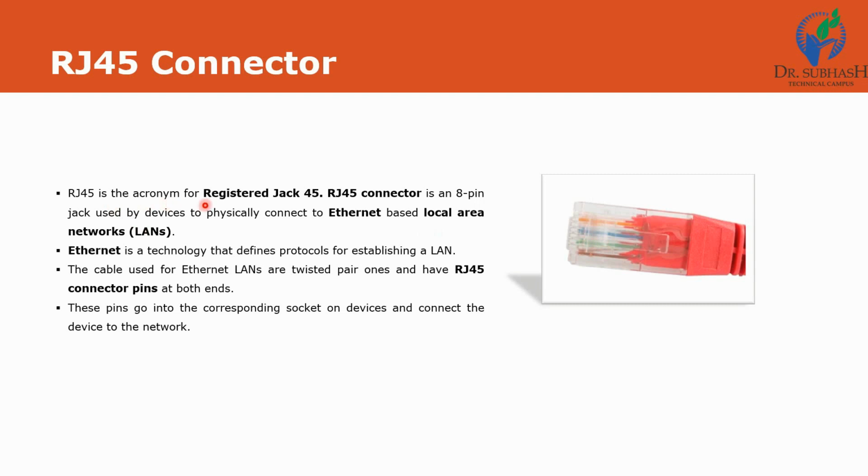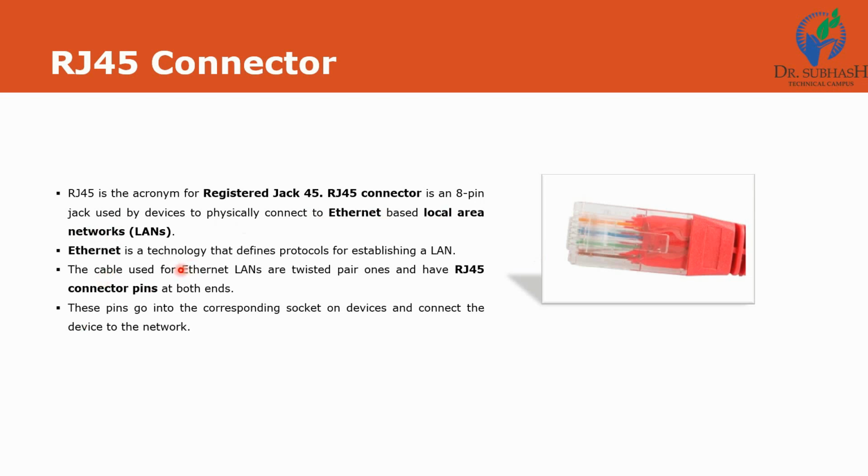RJ45 is an acronym for Registered Jack 45. The full form of RJ45 is Registered Jack 45. The RJ45 connector is an 8-pin jack. There are 8 cable pairs used by devices to physically connect to Ethernet-based local area networks. I hope everybody has seen this device, this pin. Whenever we are cabling our network, to make this possible, we are using this cable.